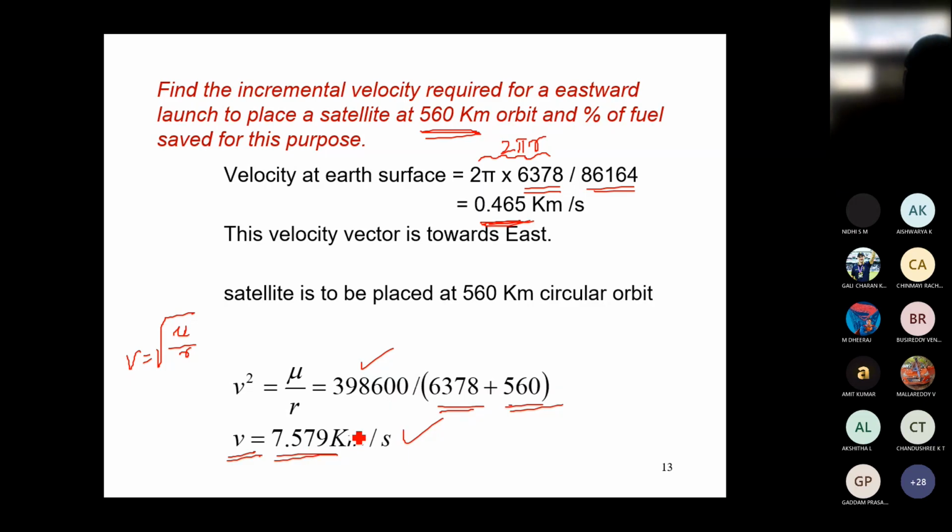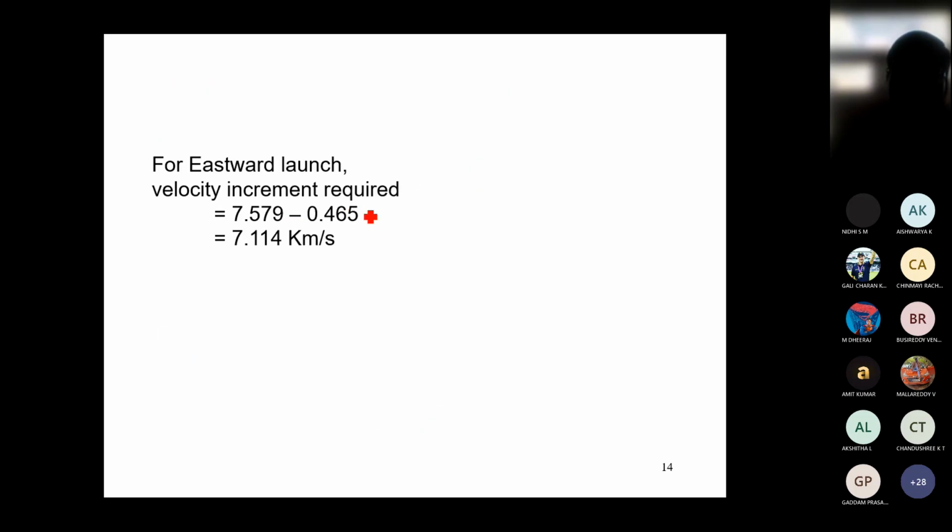But by default, the satellite is moving at this velocity when it is not launched. So what is the change of velocity? You just subtract this velocity from the required velocity. That gives us the incremental velocity. So we need this much velocity to launch the satellite. We do not require the full velocity, because the satellite itself is already rotating at this velocity.